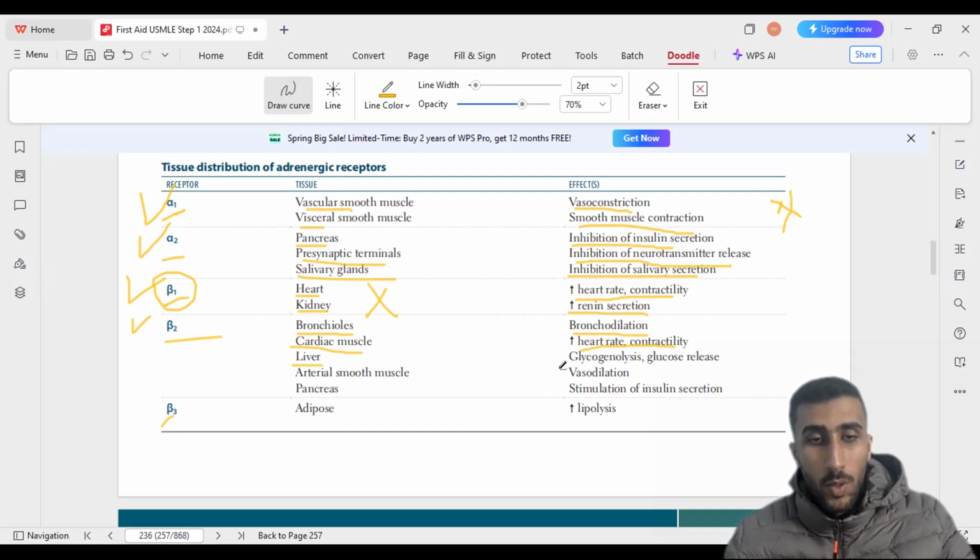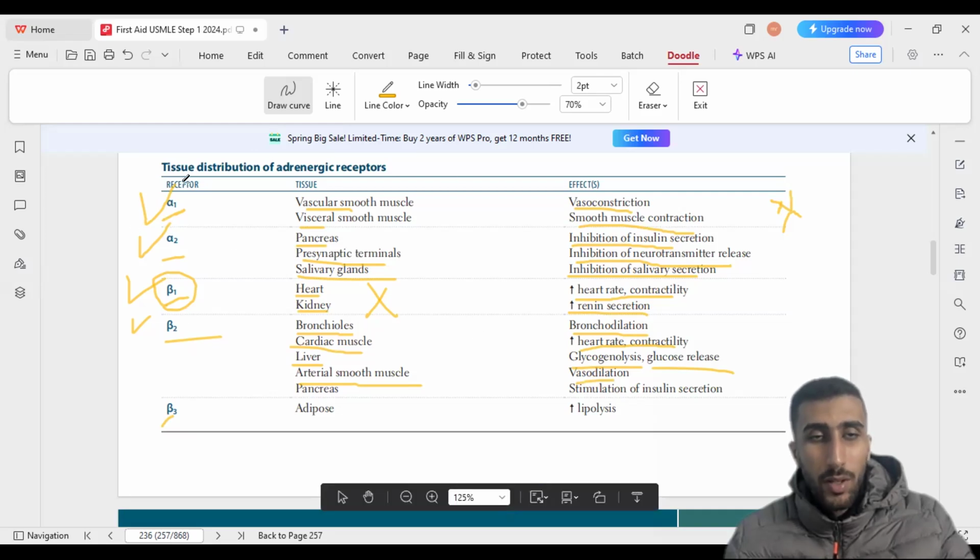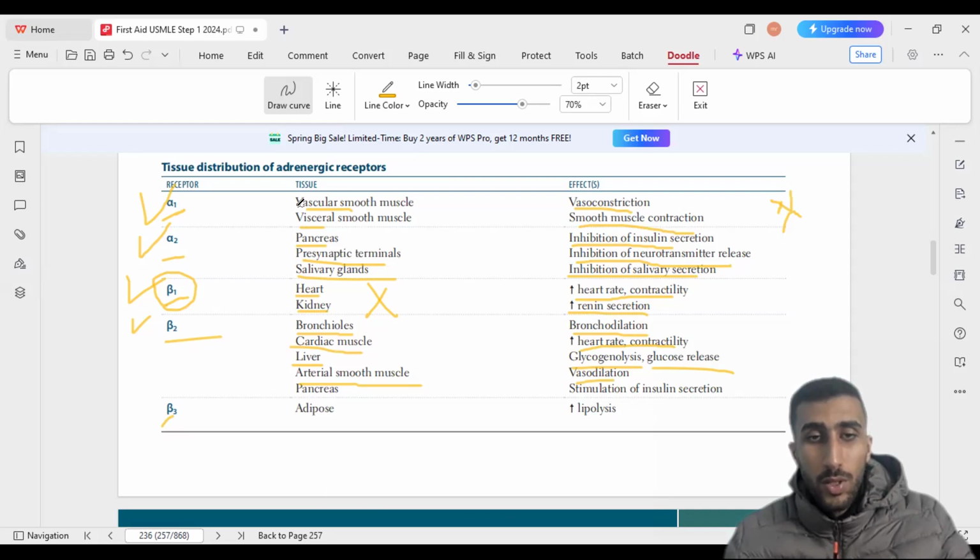The liver is supplied also by B2. So sympathetic system action on the liver is gonna increase glycolysis and glucose release. We want to use glucose for fight or flight. And the arterial smooth muscle is the opposite; B2 is gonna cause vasodilation. So remember that the main effect of the sympathetic nervous system on the vessels is vasoconstriction, which is through alpha 1 acting on the vascular smooth muscle, versus B2 acting on arterial smooth muscle causing vasodilation.